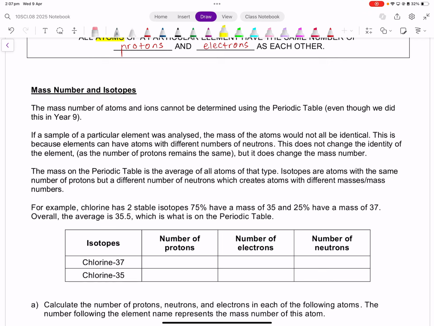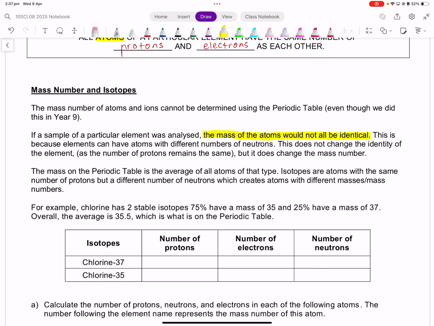The mass number of atoms and ions cannot be determined using the periodic table. Okay? If a sample of a particular element was analysed, so that's if we take a bit of an element, the mass of the atoms would not all be identical. So I'm going to highlight that there. That is a key idea for us when we're talking about isotopes. That's like me saying if I grab a big spoonful of carbon and I weighed every single individual carbon, they would all weigh slightly differently.